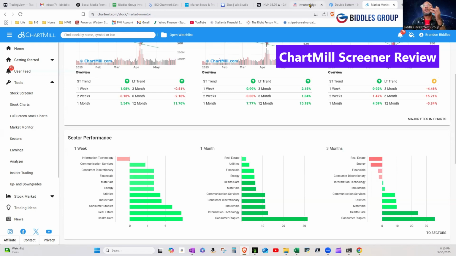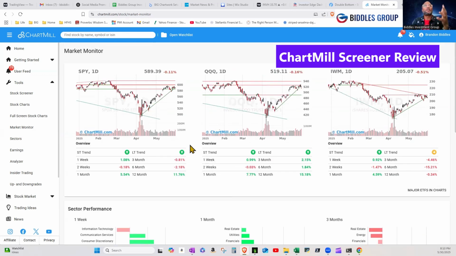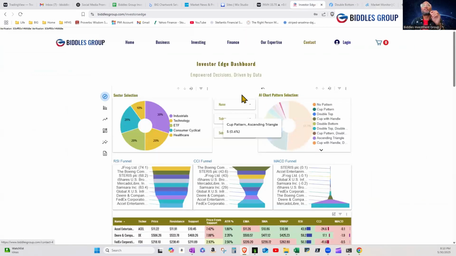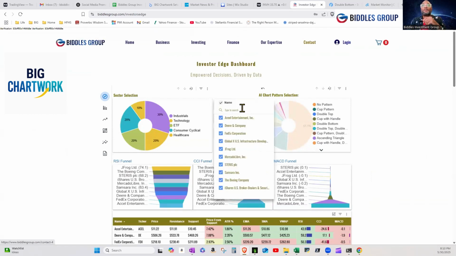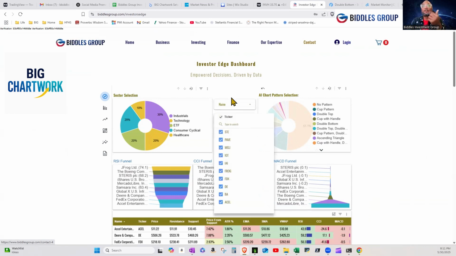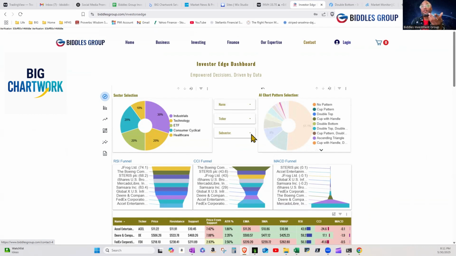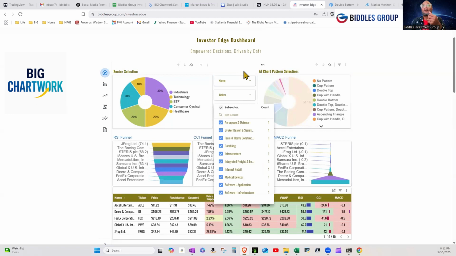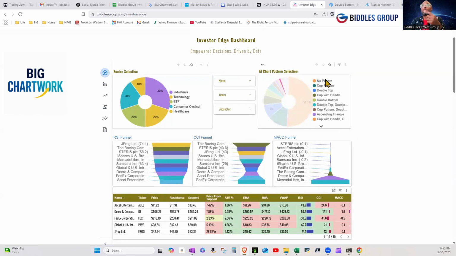And so that's Chartmill. I tried to give you a demo. If you want more in-depth on Chartmill or FinViz, I can do that for you. What I want to take you to here is the Investor Edge dashboard, which will be named the Chartworks Setup Finder. What you can do is search by name, you can search by ticker, you can search by subsector. But what I like to do is, we've got patterns right over here, and we know the sectors that we want to get into.